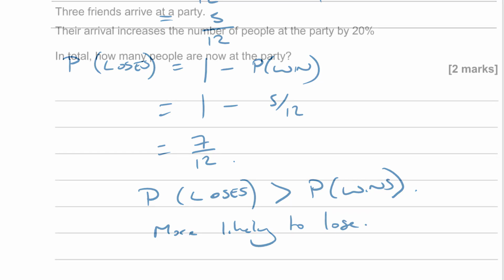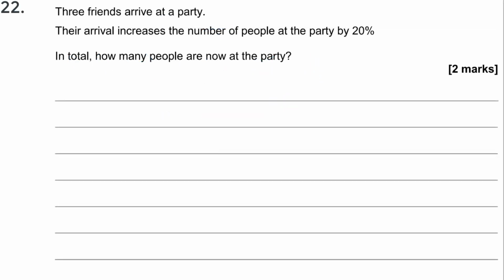Okay. 3 friends arrive at a party. Their arrival increases the number of people at the party by 20%. In total, how many people are now at the party? Percentage questions like this I normally do with a triangle: final, original, multiplier, and then I work out what I've got. Have I got the final? Have I got the original? Have I got the multiplier?